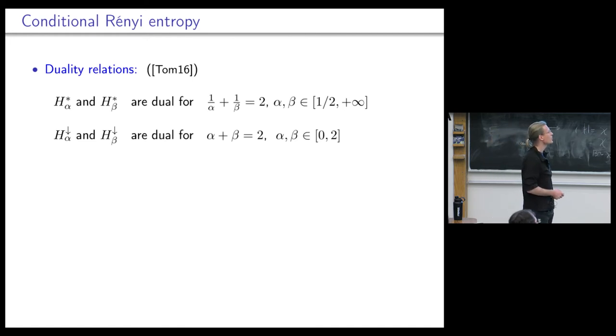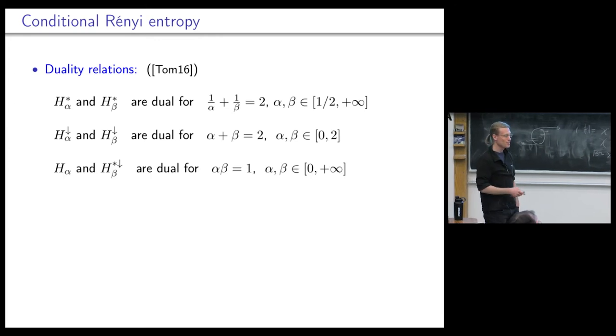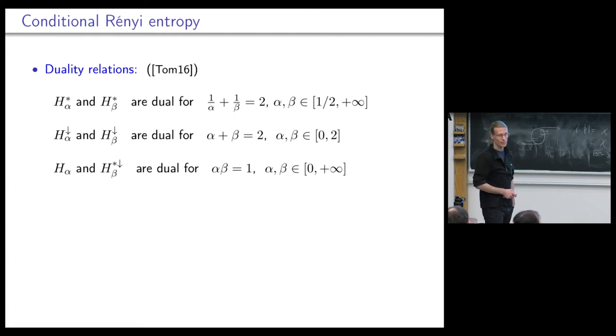Remember, we considered conditional entropies also when we don't use the optimization, but we use the marginal of the original state. This was this down arrow thing. These are also dual to each other for a differently related alpha and beta parameter set. Then there is yet another duality relation: here we consider the optimized sandwiched, and here the non-optimized Petz divergence, and now we can connect the optimized Petz and the non-optimized sandwiched with yet another duality relation, with yet another relation between alpha and beta.